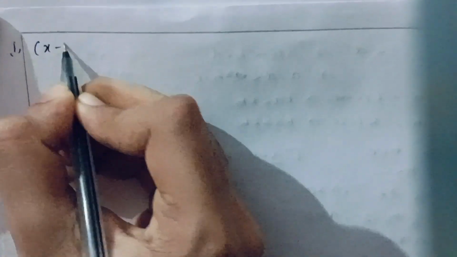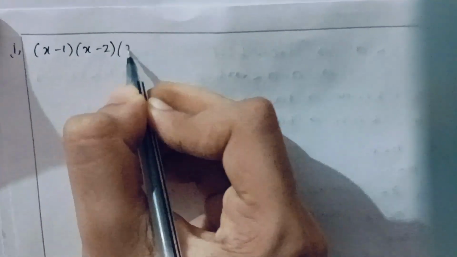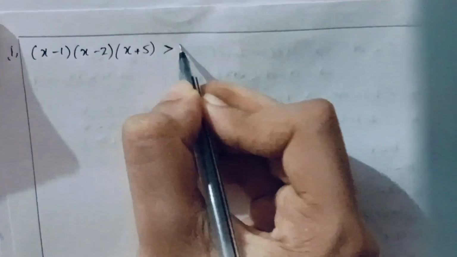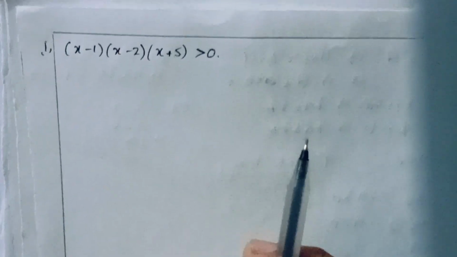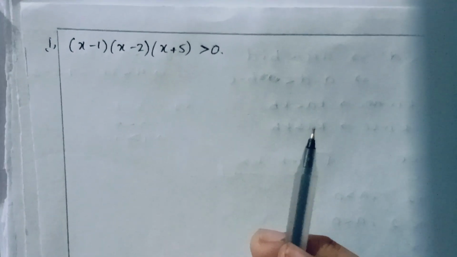Let us look at some examples. The first one will be x minus 1, x minus 2, x plus 5 is greater than 0. Tell where x belongs to, which part. Now there will be two methods to solve this inequality. One is the sign scheme method, the other is the wavy curve method. Of course both are similar, but still I like to do the wavy curve method. Let's see what it is.